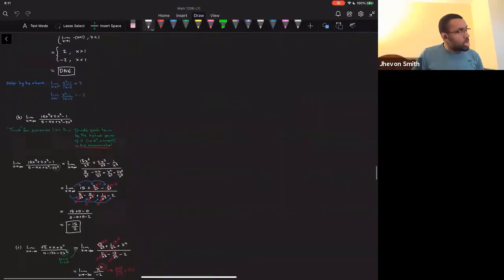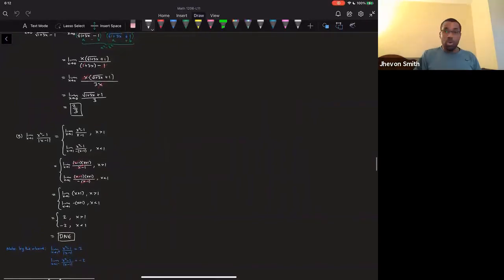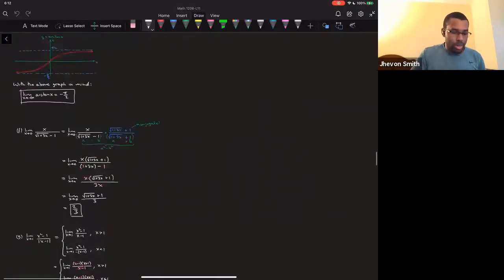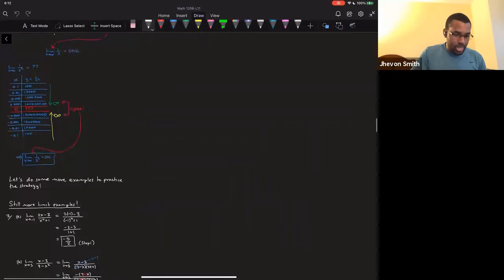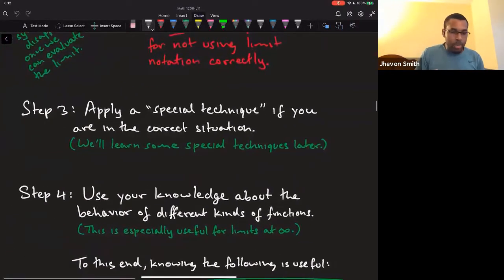We are going to see one more later on, but we have to talk about derivatives before we can see that. So that was the next step in trying to find limits: apply a special technique based on how it looks. If you notice it's a limit at infinity of a rational function, there's a special technique for that. You can just use it.